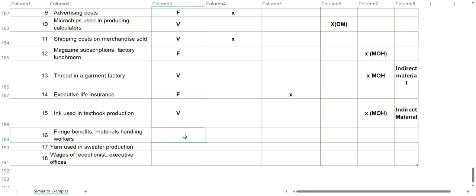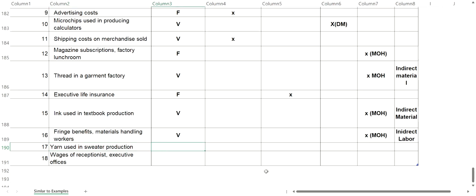Okay, next, number 16, fringe benefits, material handling workers. Okay, that's going to be variable because their fringe benefits is probably based on their hours that they work. Maybe so much percentage is put away towards a retirement plan or health insurance, etc. So we'll put variable. And since it's for the material handling, we are going to assume they were in the factory. So we will put manufacturing overhead on that. They're not direct labor, they are indirect labor. So that is why I put it to manufacturing overhead, because they're not actually working on the product. They're just handling the materials that's shipped in.